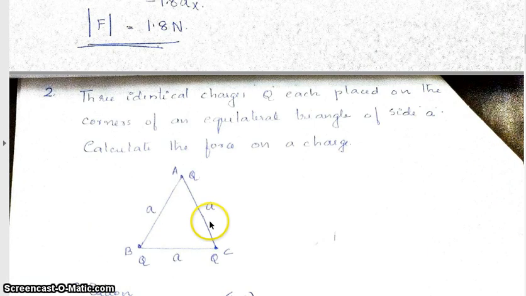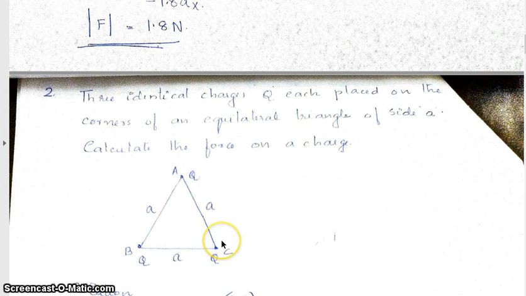Now in the next question, what you are supposed to calculate is: 3 identical charges Q each placed on the corners of an equilateral triangle of side A. Calculate the force on a charge. That means these are the 3 corners of an equilateral triangle marked as A, B, C, and the 3 sides are of equal length A, and identical charges Q, Q, Q are placed at these corners. Now you are supposed to find the force on a charge.